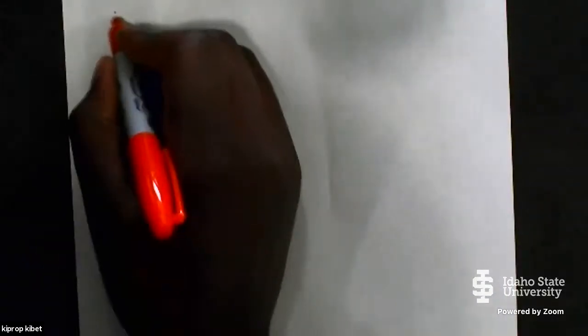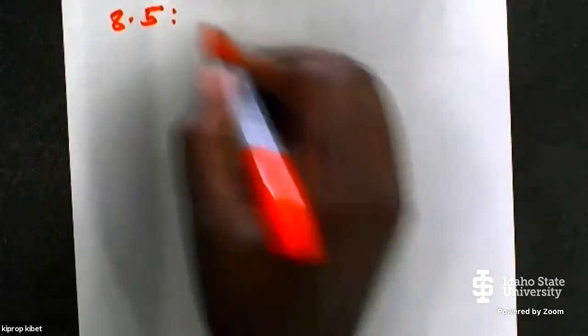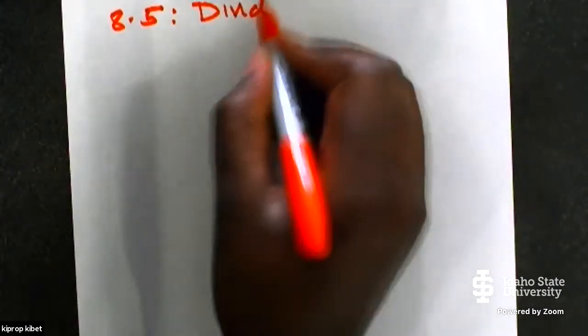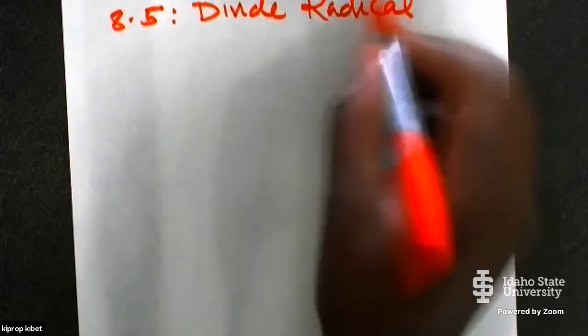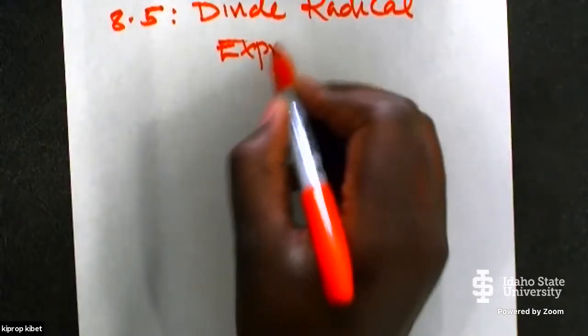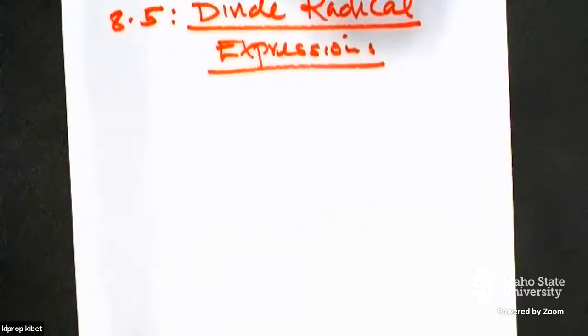So today we are looking at section 8.5. Divide radical expressions. Divide radical expressions.